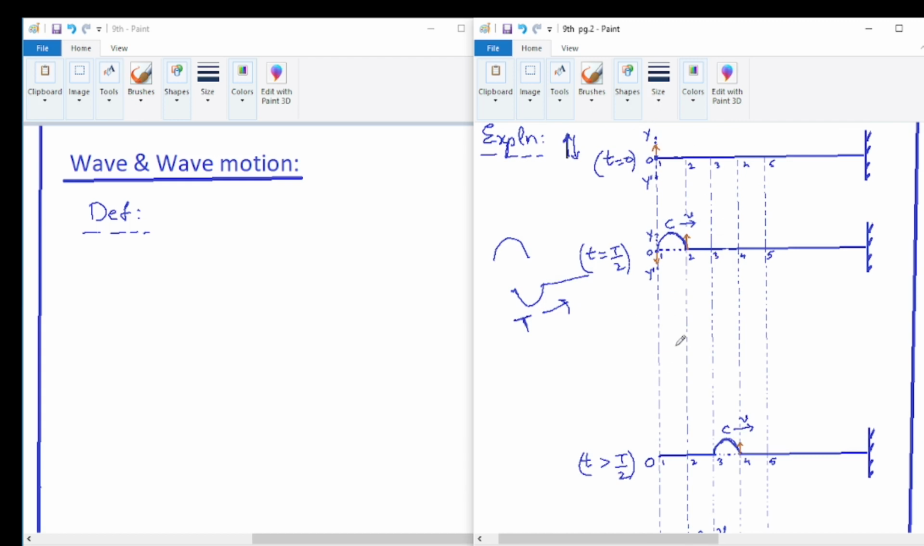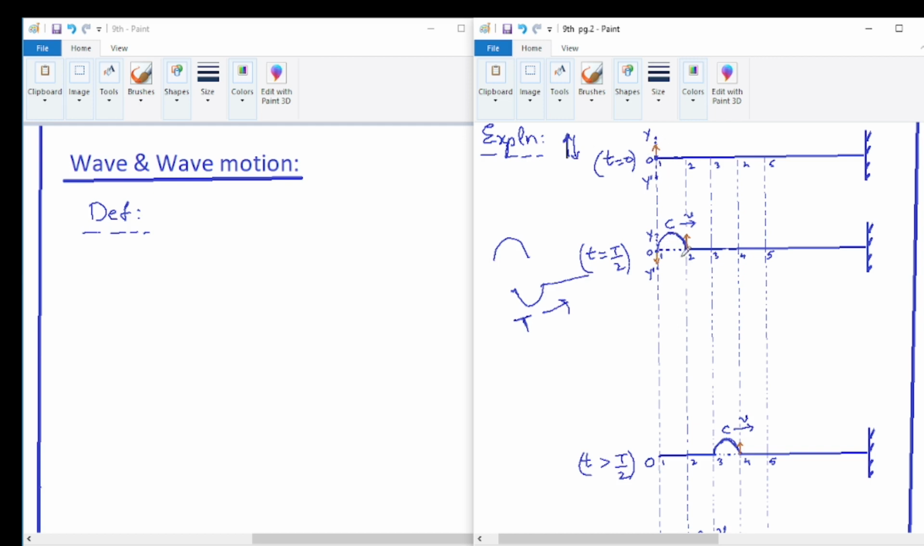So at the end of time t equal to T by 2, that is half the time period, half, the upper half, of the vibration is completed. That is, the end of the string is given an upward jerk. The left end of the string is moved upwards from position O to position Y, and then moved back to point O again. So the upper half of the vibration is completed, or simply an upward jerk is given to the string.